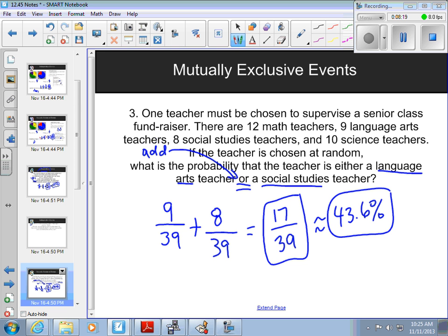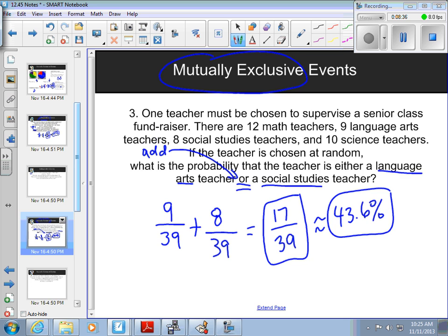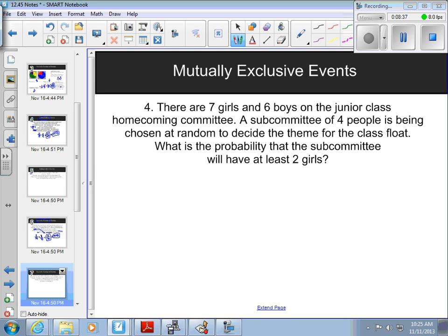So or is telling you to add. And since a language arts teacher cannot also be a social studies teacher, these are what's called mutually exclusive events. A language arts and social studies teacher cannot be the same. All right, number 4 on the back.